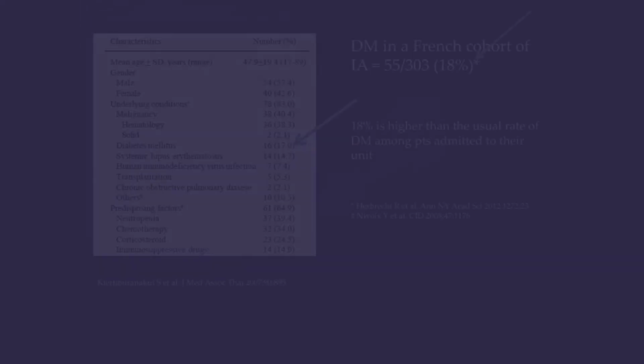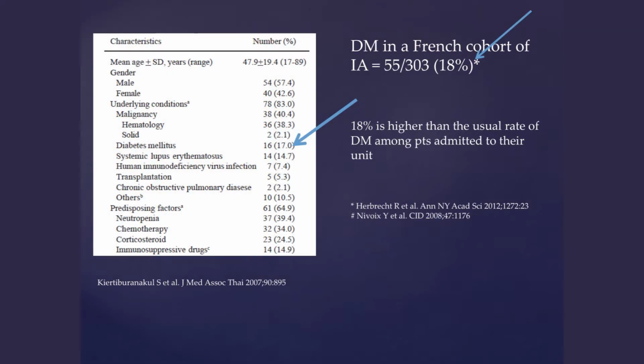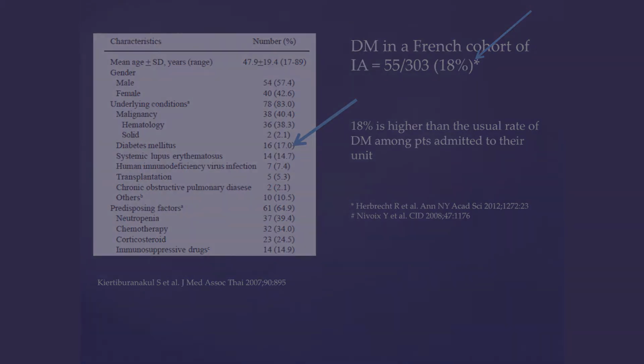This is a Thai study. This one focused only on Aspergillus, and 17% of their patients had diabetes. This is a French cohort. This is Raoul Herbrecht's unit, where 18% of their cohort also had underlying diabetes, though not as a sole condition. But what they felt was the 18% was higher than the usual rate of diabetes among patients admitted to their hematology unit. So maybe there is something about diabetes.